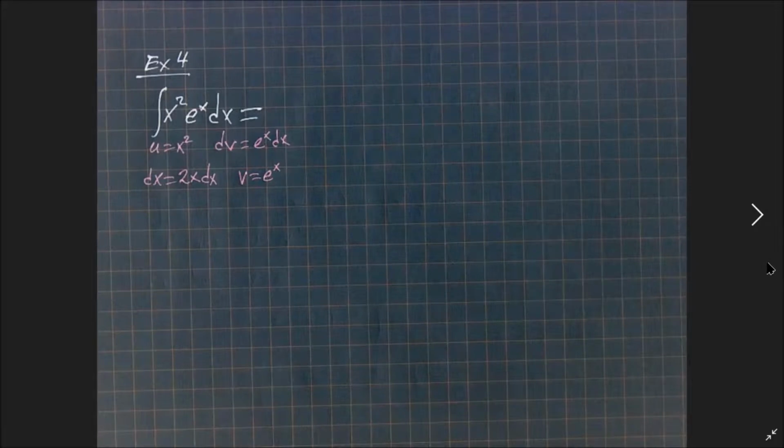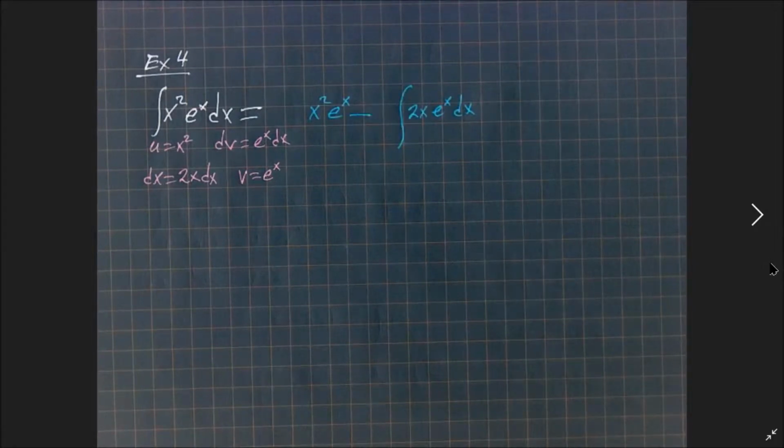And then we do our parts, the u times v minus the integral of the v times the du, oh, that should say du, not dx. Well, now wait a second. We still have an integral that we can't do. It's got that product in there. But that's okay, because we do know how to do this. It just requires integration by parts.